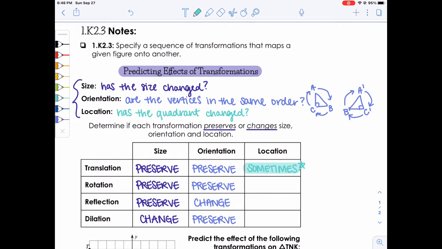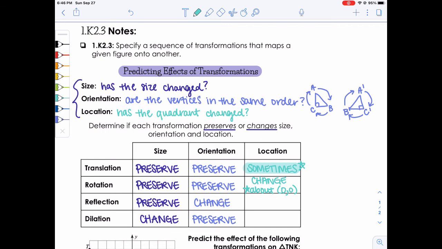A rotation, again, typically does change the quadrant, and that happens when our rotation is about the origin. So about 0, 0. Of course, if we rotate a shape around itself, it's not going to change that location, but it does typically change because a lot of the times we are rotating around the origin. That's when we turn our paper completely to do so.